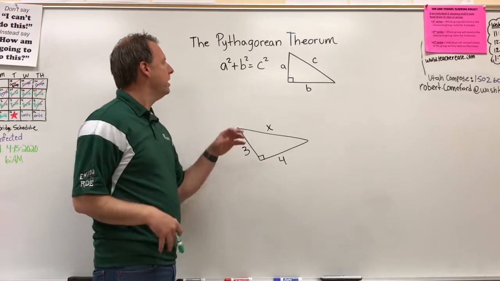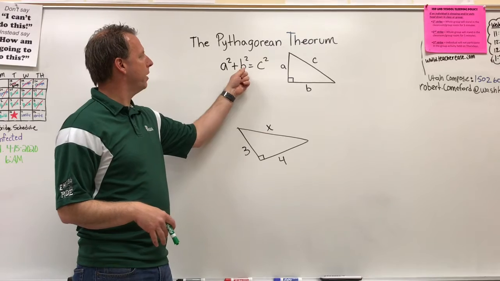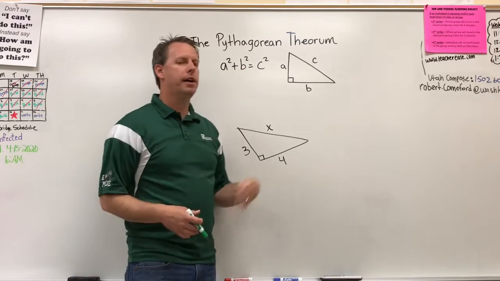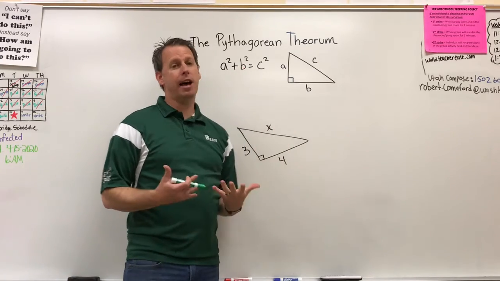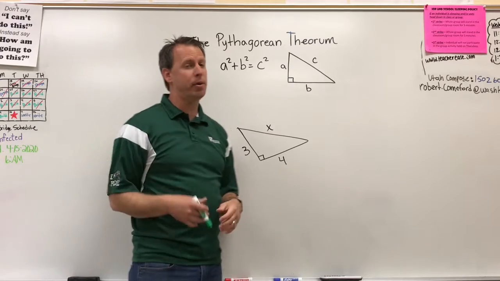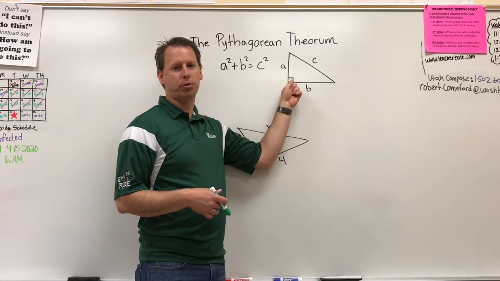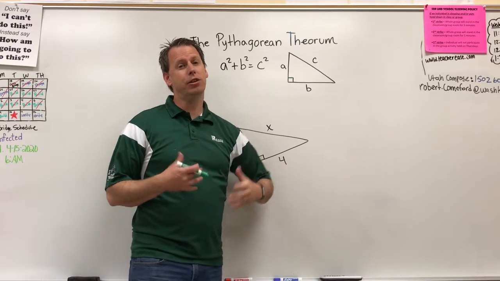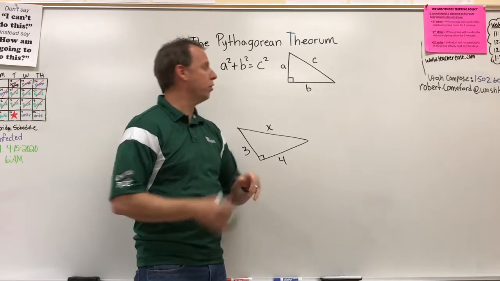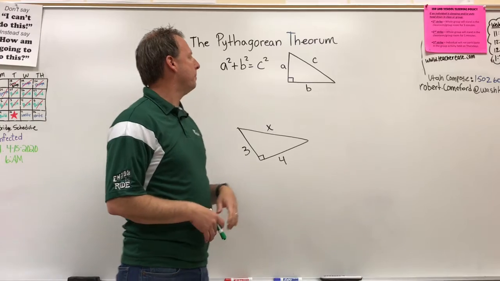This is it, basically. It says a squared plus b squared equals c squared, where a, b, and c are sides of a right triangle. That's important. It has to be a right triangle. Remember, a right triangle is a triangle that has one of its angles as 90 degrees, right? Corner, square corner, right triangle.